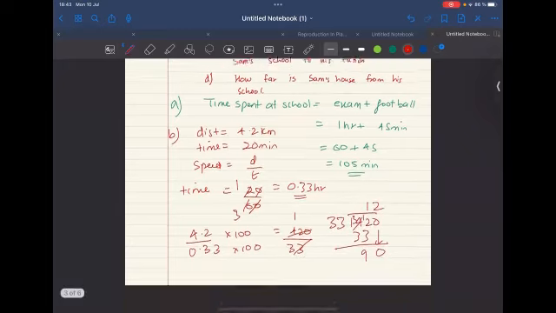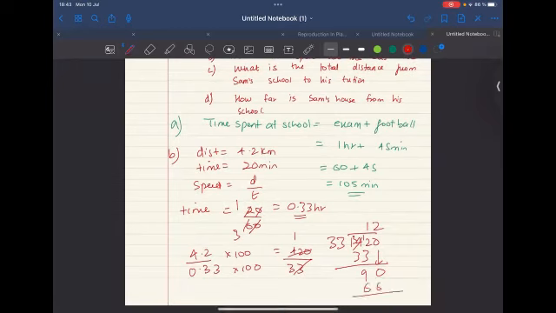Twos are 66. 66. Okay, now you put a point because you need a zero over here. Put a point. 33 into 7 is 231. You get something like that. So 12.7 is your answer.